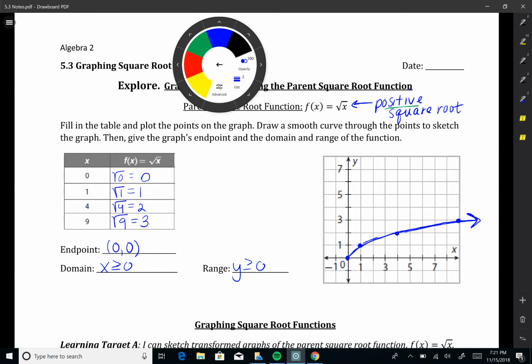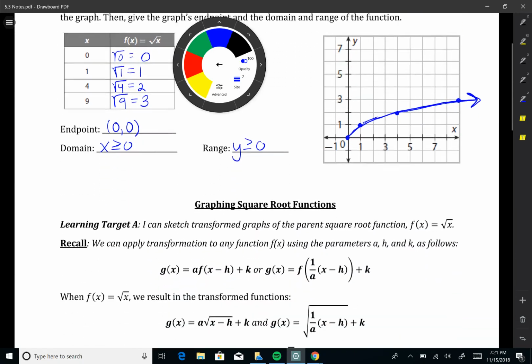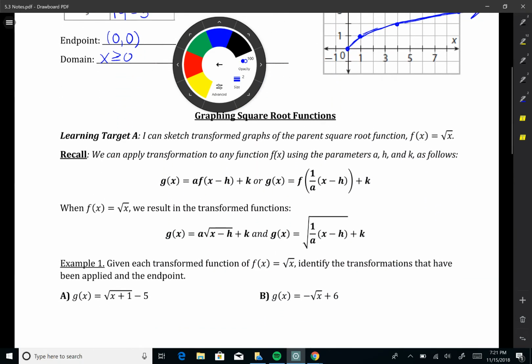So now that we know what the parent graph looks like, let's see how we can graph it. So graphing square root functions, this is our learning target for this lesson. I can sketch transformed graphs of the parent square root function, f of x equals the positive square root of x. Remember that we have transformed functions before, and we use the parameters a, h, and k as follows. So if I have g of x, it could be equal to a times f of x minus h plus k, or g of x would equal f of 1 over a times x minus h plus k.